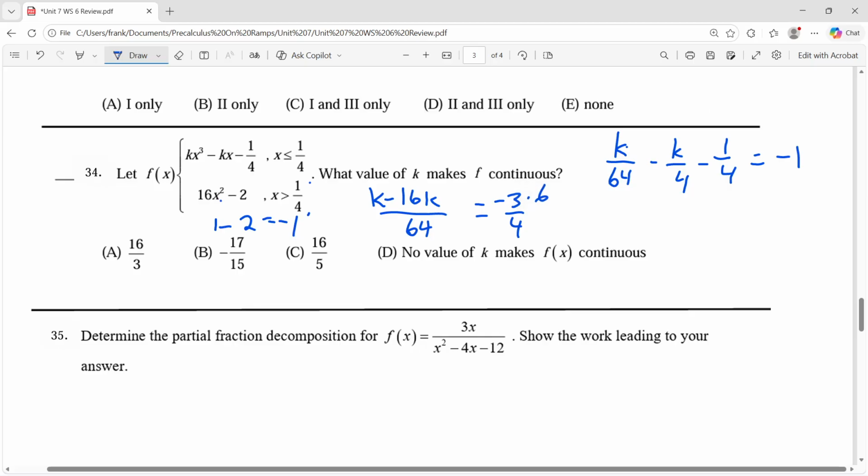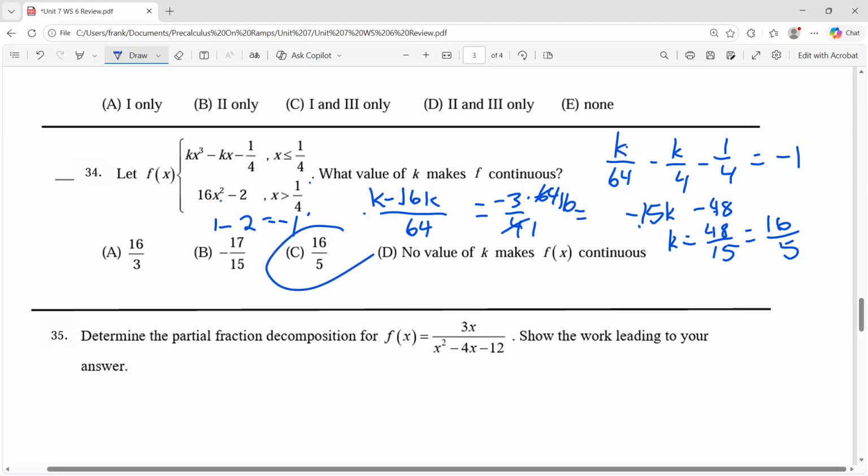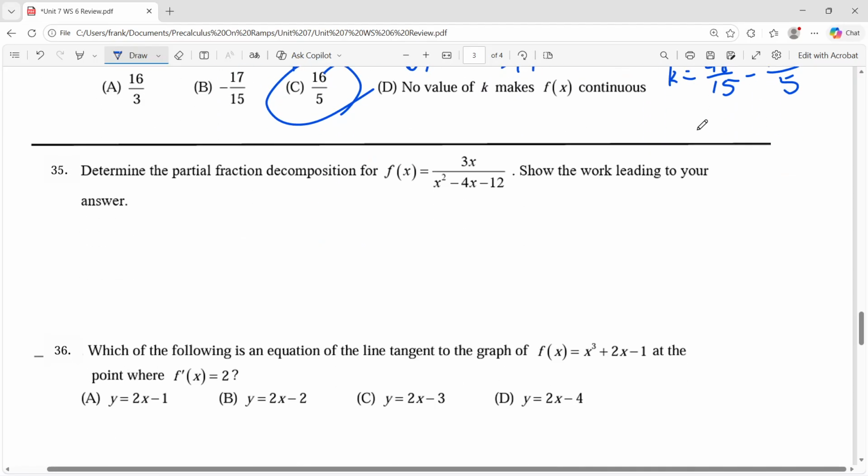64 divided by 4 is 16. And then negative 3 times 16 is negative 48. So equals negative 48. And then I have k minus 16k is negative 15k. And then k equals, I'll just divide 48 over 15. It's negative 48 divided by negative 15. Those cancel out. Negative over negative is a positive. And what is this? 48 divided by 3 is 16. And 15 divided by 3 is 5. So 16/5. Right there.